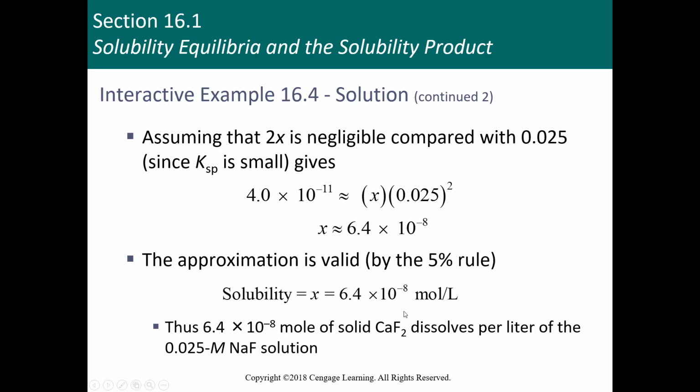So our solubility, therefore, needs to be, well, it's the same as that x, isn't it? Because that would be a 1-to-1 ratio with our overall solid, the calcium fluoride, right here. And so our solubility for that calcium fluoride is 6.4 times 10 to the negative 8th moles of solid would dissolve per liter of that solution.